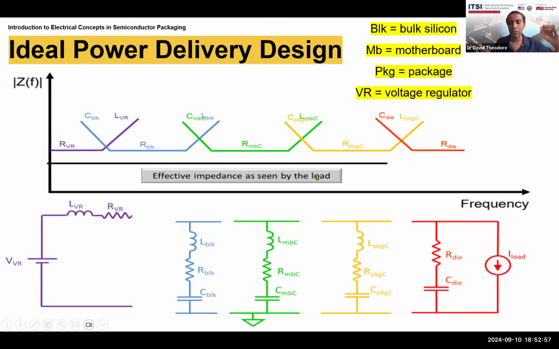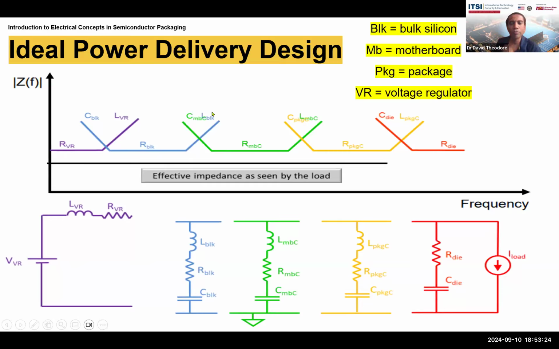So what happens is, as you look at the impedance as a function of frequency, the effective impedance as seen by the load has behavior that looks like this. Depending on these values, you will end up with a resistive component here followed by a changing impedance where the inductance takes over. Whereas for the bulk, you have capacitance dropping, then resistance flat, then you have the capacitive behavior and the inductive behavior of the bulk going up.